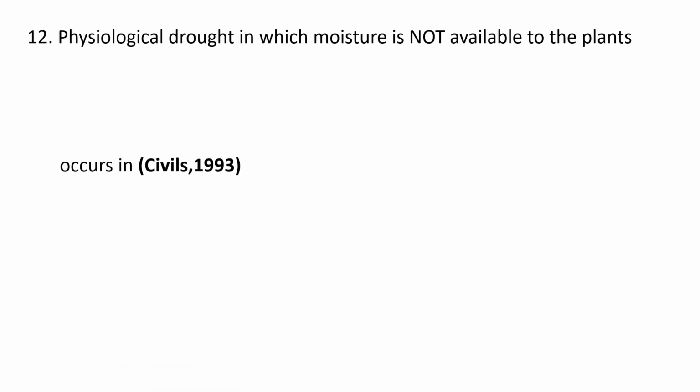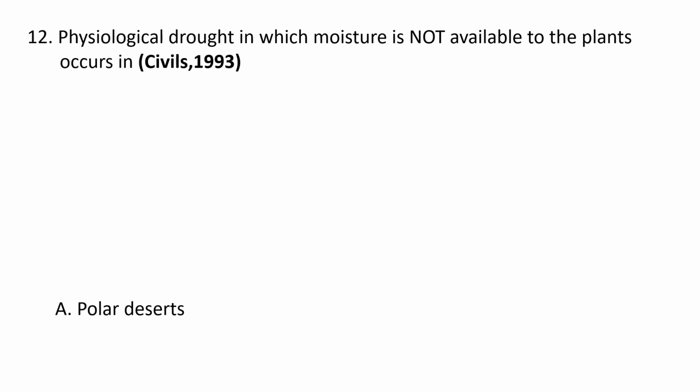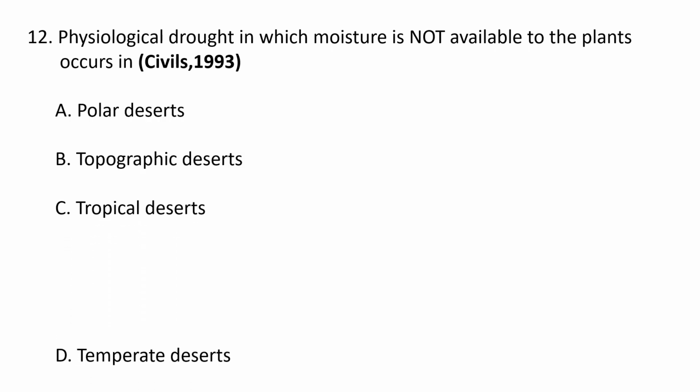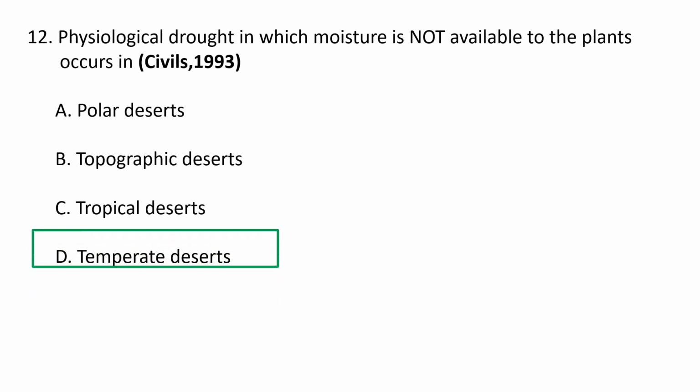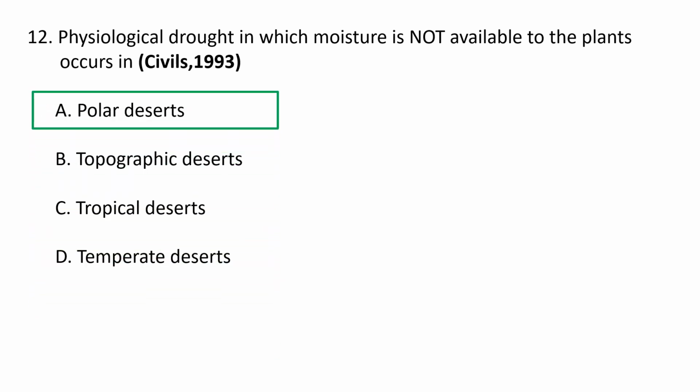Physiological drought, in which moisture is not available to the plants, occurs in A. Polar deserts, B. Topographic desert, C. Tropical deserts and D. Temperate deserts. So physiological drought, in which moisture is not available to plants, occurs in polar deserts. So A is the correct answer.